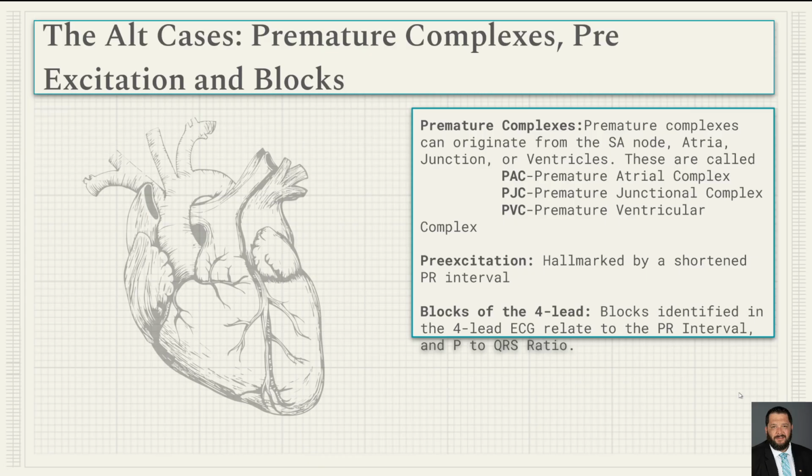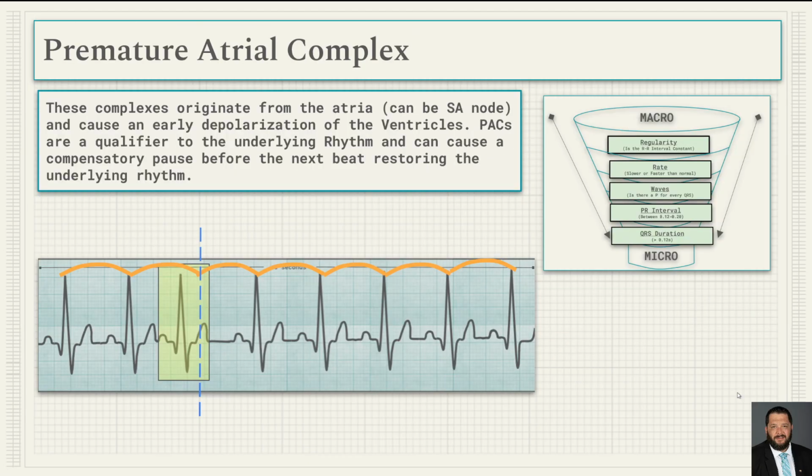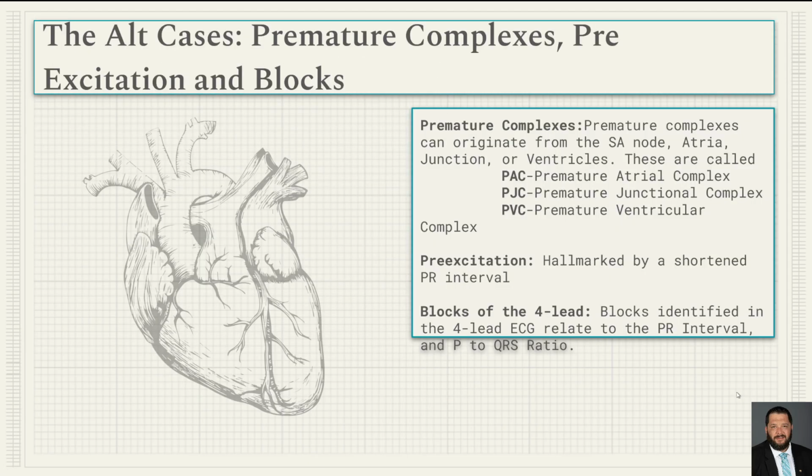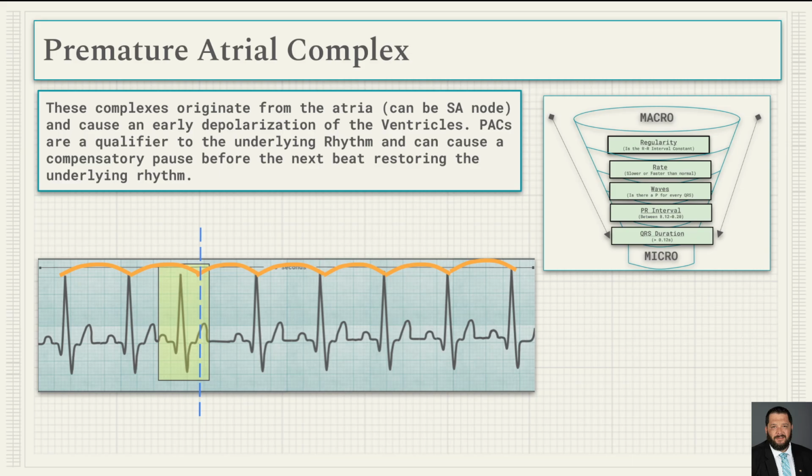Okay, now let's look at some of the alternate cases. For this, we're going to look at things like premature complexes, PACs, PJCs, or PVCs, as well as pre-excitation and some of the blocks that are present. First of all, let's look at a PAC. A PAC is a premature atrial complex. This is an atrial beat that just occurs ahead of its normal appearance, and it's followed by a compensatory pause.